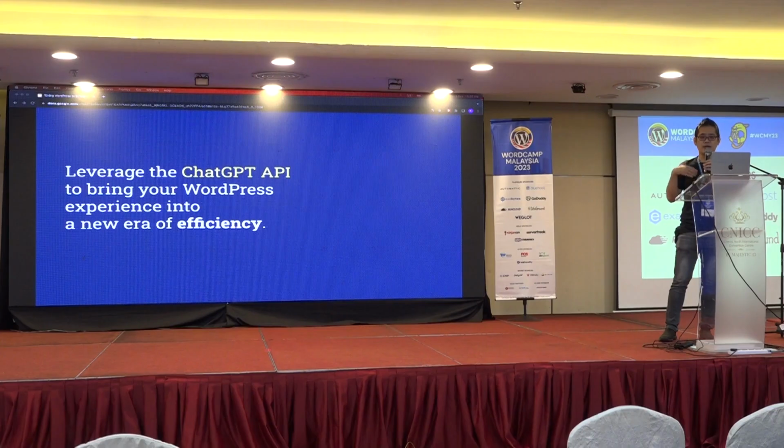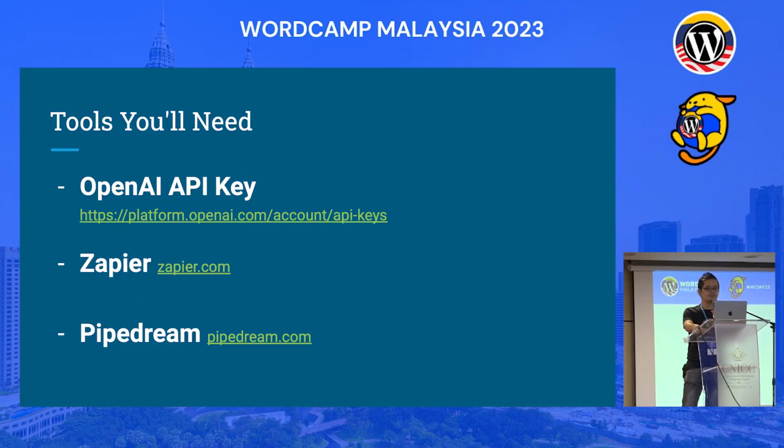So today, we are going to explore how to leverage the ChatGPT API to bring your WordPress experience into a new era of efficiency, okay? So for this journey, you are going to need these 3 tools. The first thing is the OpenAI API key. Those who haven't got it can get it from there. It's basically free. You just need to sign up for an account and then put in a credit card and then it's all done. It's a pay-per-use thing, right?